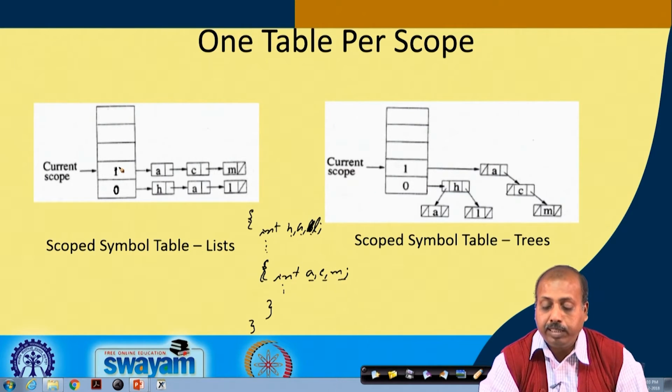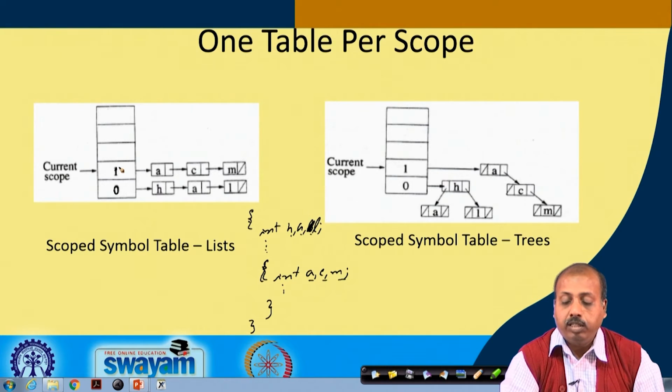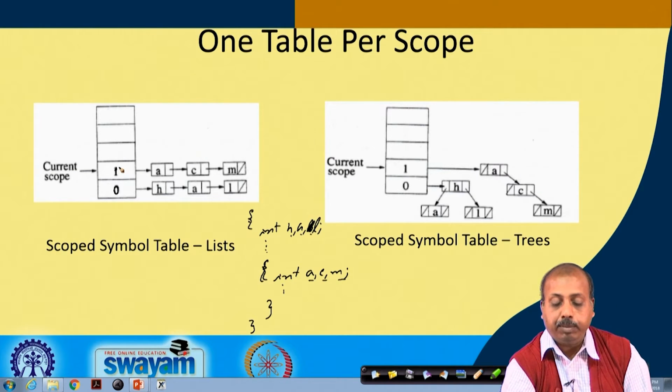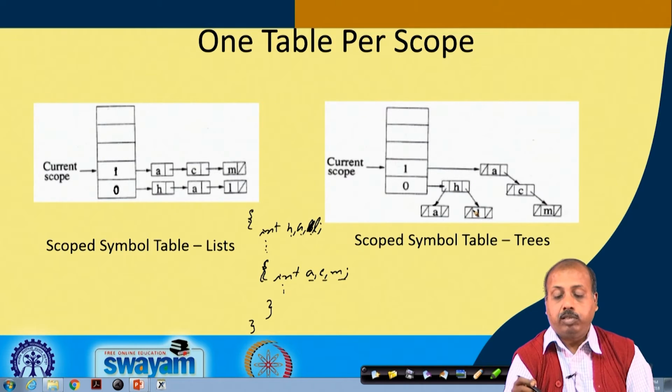You can have a tree type of organization also, where the individual tables that we have got are organized as trees, like this H, A, L. So, they are organized as a tree. H is at the root. A is less than H, so it is on the left child, and L is more than H.